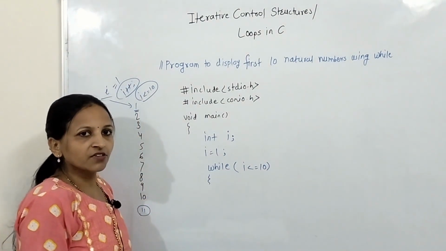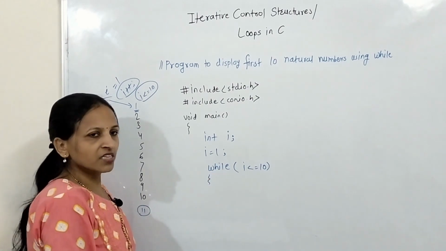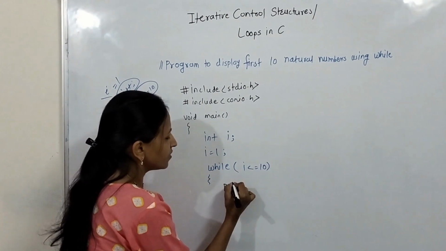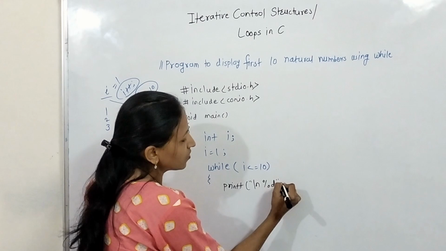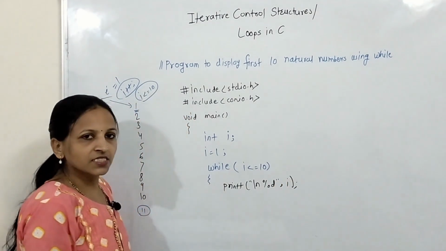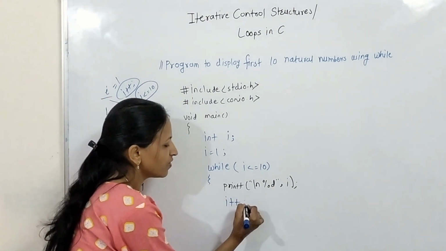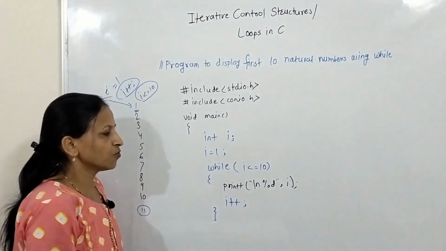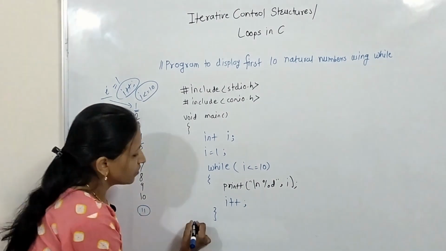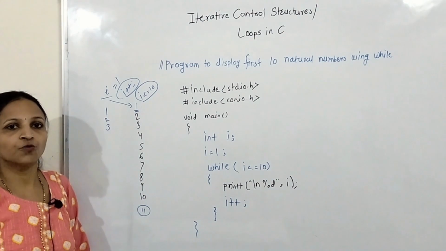Till i is less than or equal to 10, what should be done? We have to display whatever value of i. That means just write printf("%d", i). Here whatever value of i is will get displayed, and remember we have to update the counter value and then close. Here we will get the first 10 natural numbers displayed onto the output screen.